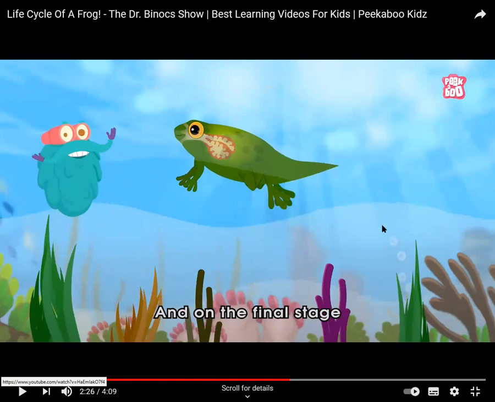It becomes a froglet. Let's practice saying that word. Froglet, your turn. Fantastic. So now it is a froglet, and you can see that it looks a little bit like a frog. It's got arms now and legs, and it's also now got lungs. And what are lungs for? Fantastic. Therefore, breathing outside of water.